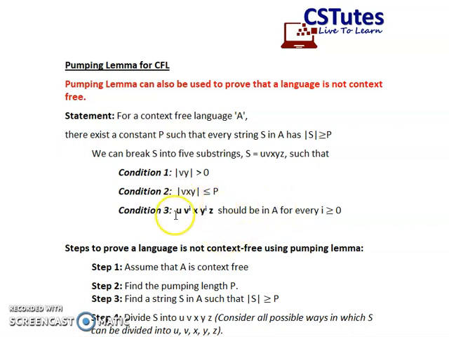That means if we arrange the substrings in this order such that V is repeated i times and Y is repeated i times, and it must follow the order U V^i X Y^i Z, then this particular string should be in our language A for every value of i that is greater than or equal to 0.